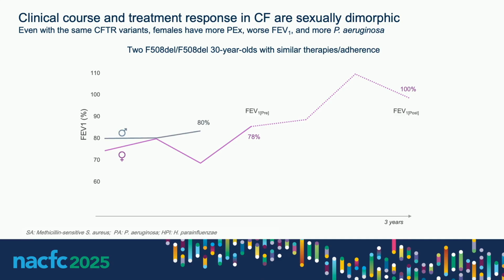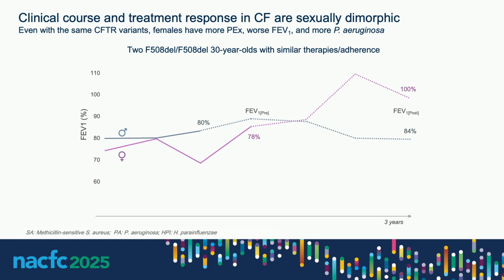On the other hand, there is a male comparison here. He starts with a slightly higher lung function, which is consistent with an untreated male before modulators, who has a little bit better lung function. And then he hits Trikafta and he doesn't respond, right? He has a flat response to the Trikafta.